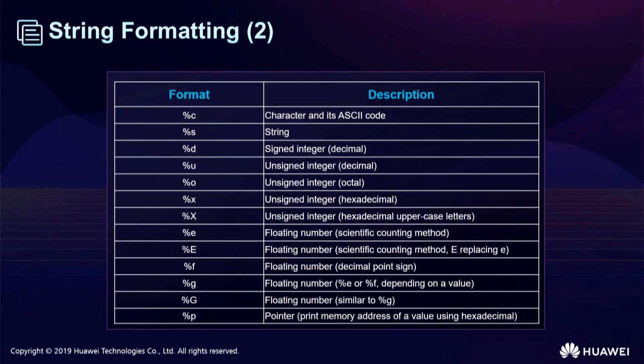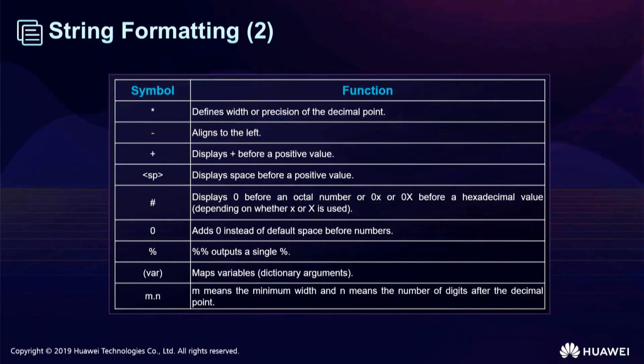From the table we can see there are many string formats, but we often use %s to stand for the string, %d for integers, and %f for formatting numbers. There are many symbols that stand for some functions, such as the asterisk, which defines the width and position of the decimal point. We use the dash to align to the left. We use the double %% to output a single %.